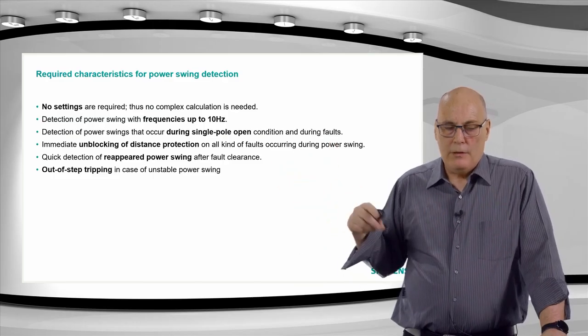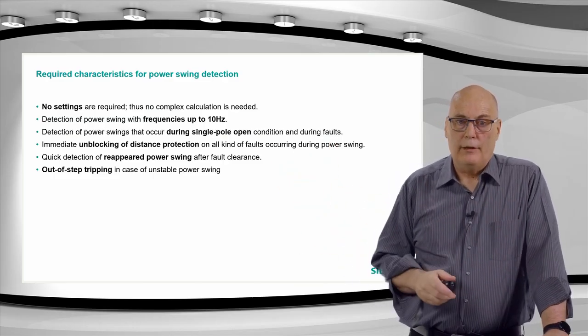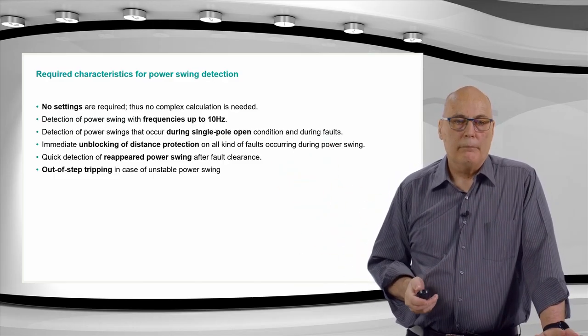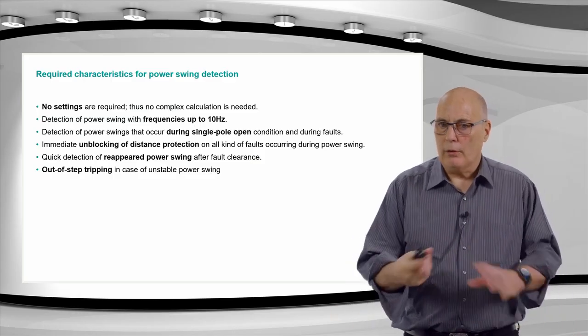You can detect the power swing during single pole open conditions. We'll show that in the diagram later on. Okay. If the power swing changes to a fault, it'll unblock.